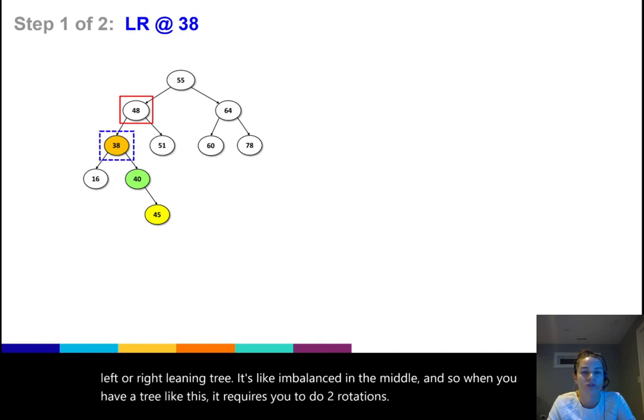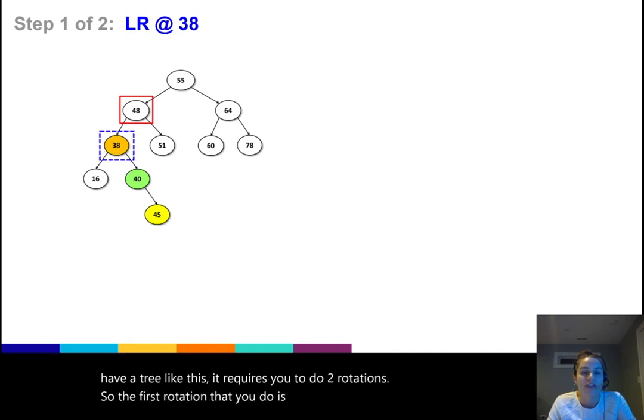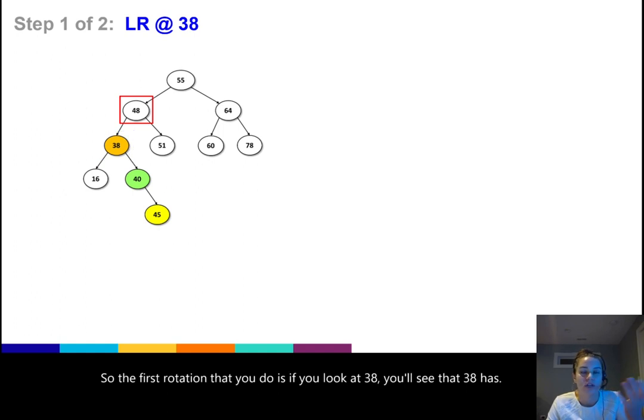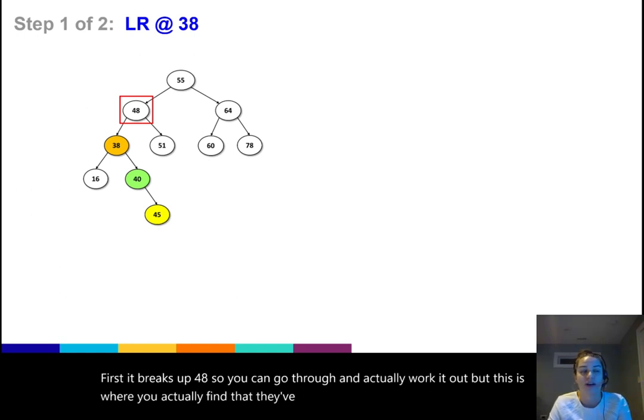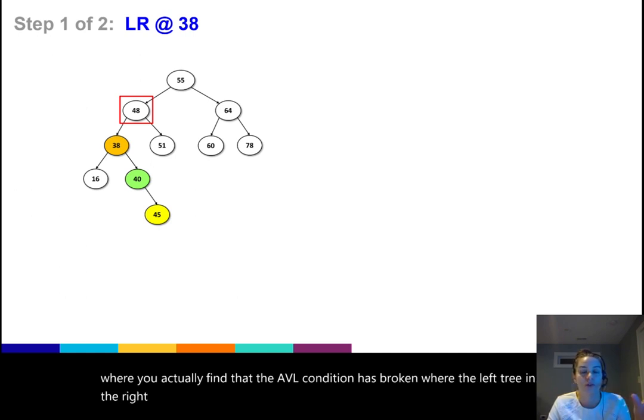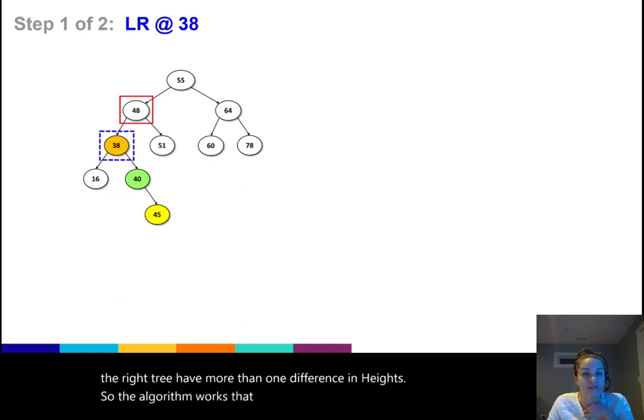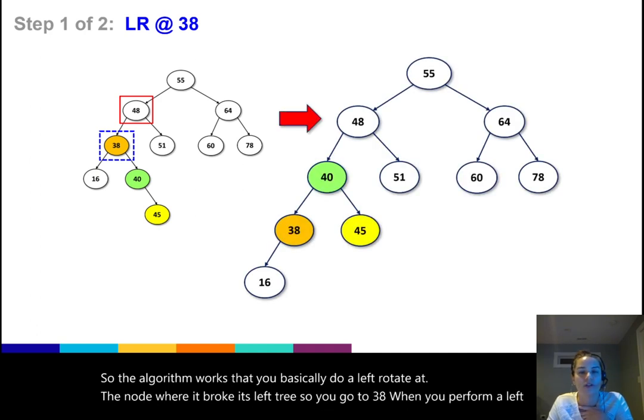The first rotation that you do is, if you look at 38, first it breaks at 48, so you can go through and actually work it out. This is where you find that the AVL condition has broken, where the left tree and the right tree have more than one difference in heights. The algorithm works so that you do a left rotate at the node where it broke its left tree. So you go to 38 and you perform a left rotate. It will look like this.